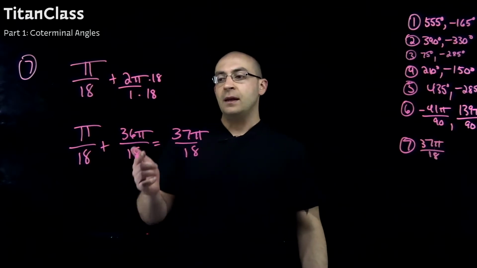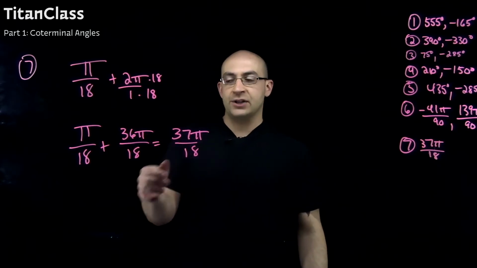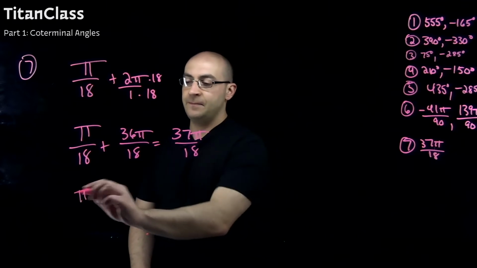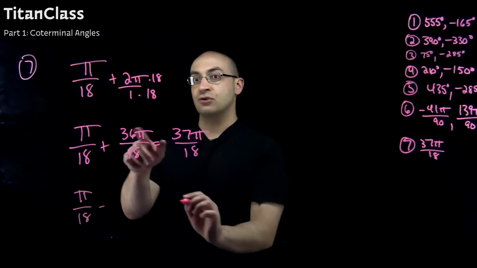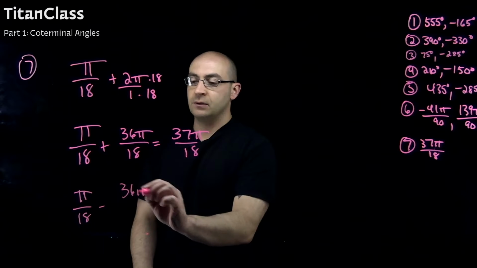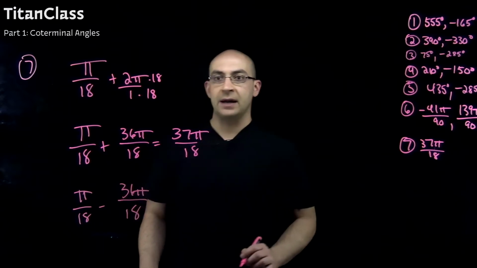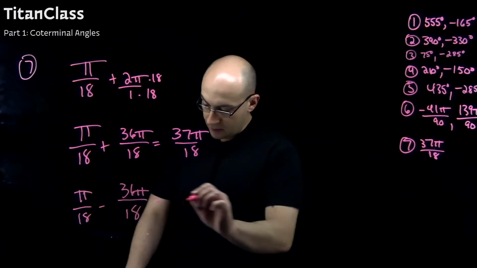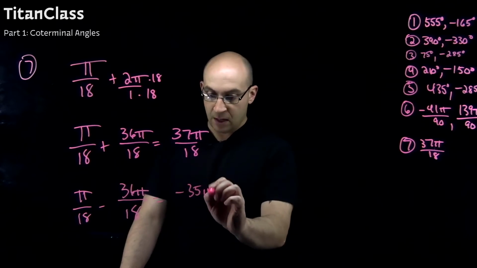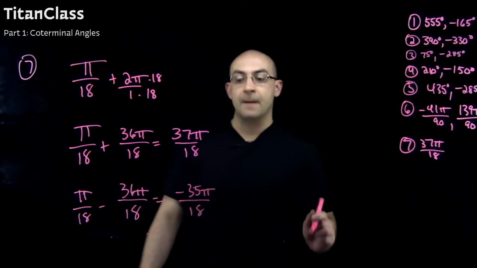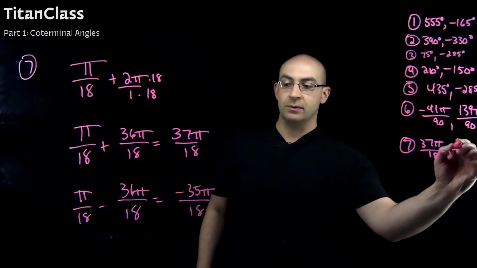Now, I'm going in the other direction. So let's go back to our pi over 18. And now let's subtract one full revolution, 36 pi over 18. So when I subtract them out, I'm going to get negative 35 pi over 18. All right? So that would be my negative coterminal.